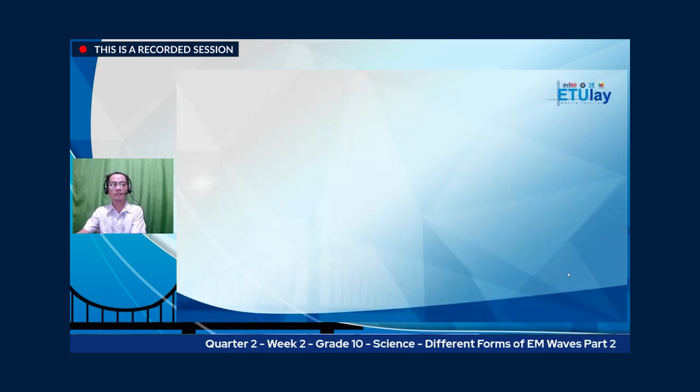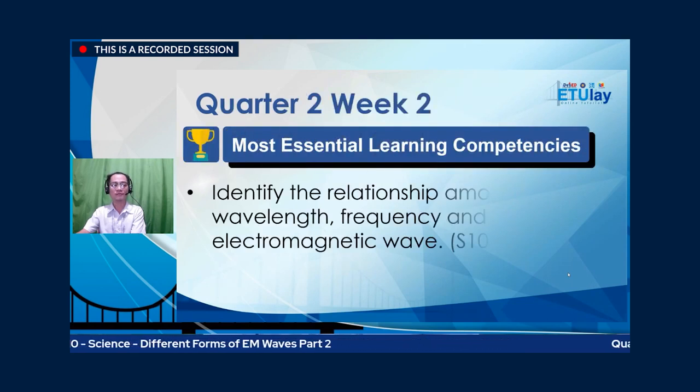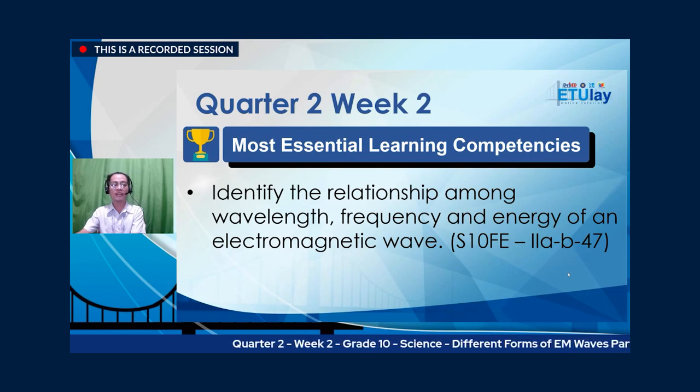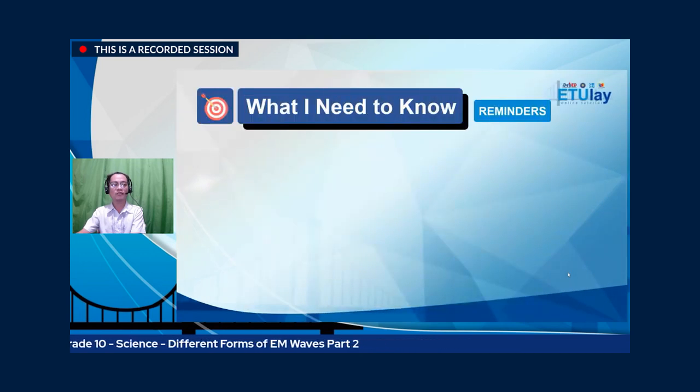So let's move po tayo sa ating most essential learning competencies para sa Quarter 2 Week 2. Identify the relationship among wavelength, frequency, and energy of an electromagnetic wave. Meron po itong code na S10FE-2A-B-47.